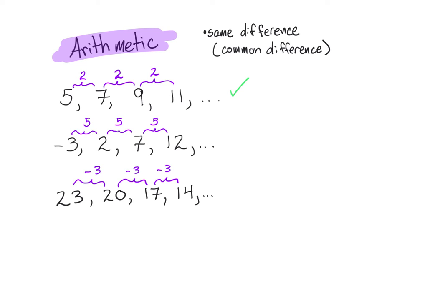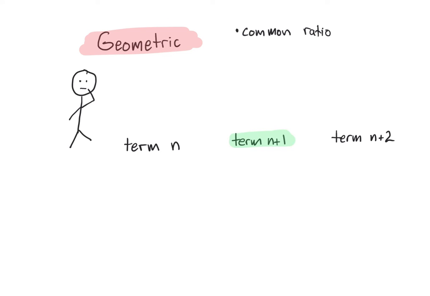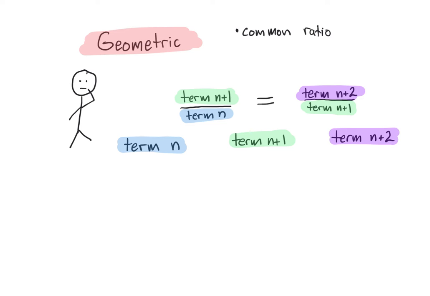So, all three of these sequences are arithmetic because every single one is increasing or decreasing by exactly the same amount as you go from term to term. A geometric sequence has a common ratio. What that means is when we look at one term divided by the previous term, we'll always get the same common ratio, the same number.